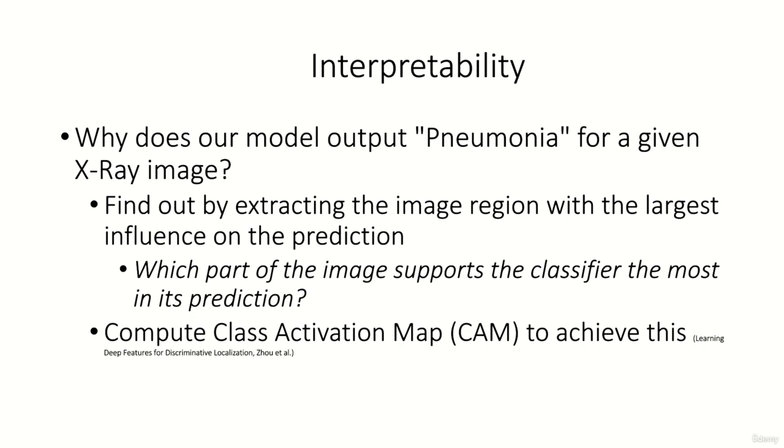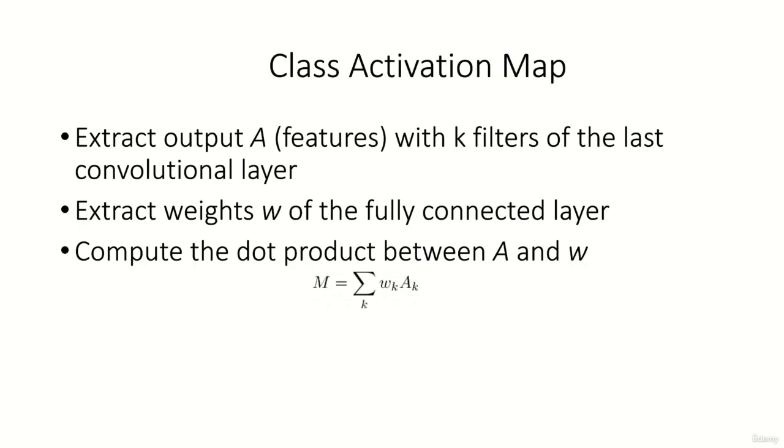Or in other words, we need to find out which part of the image supports the classifier the most in its prediction. One way to achieve this is to compute the class activation map as proposed by Zhou et al. in its paper Learning Deep Features for Discriminative Localization. The class activation map is computed in the following way. At first, we need to grab the output of the last convolutional layer. So instead of only storing the prediction, we also store the output of the last convolution in the network. Those values are called features.